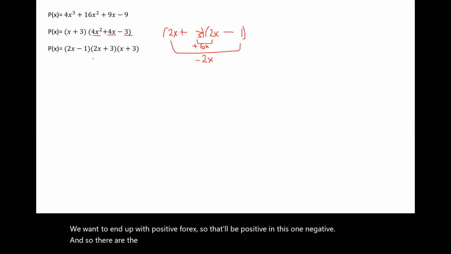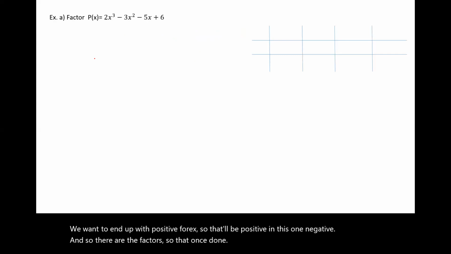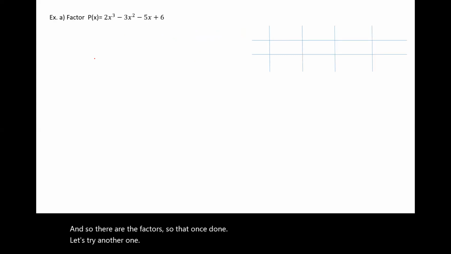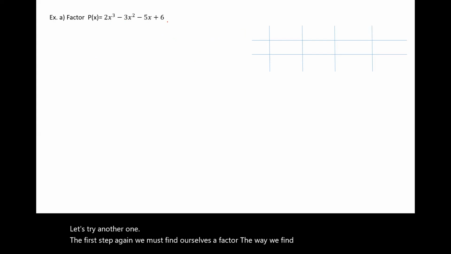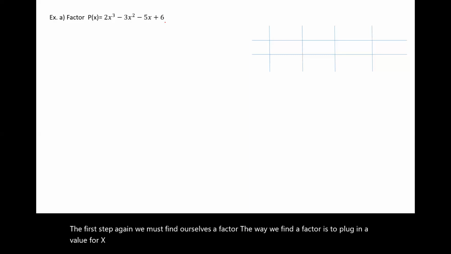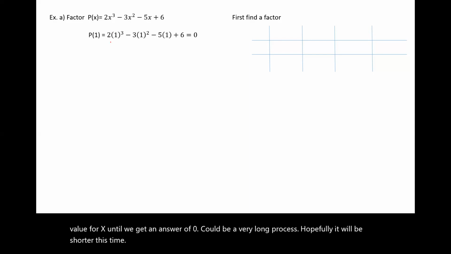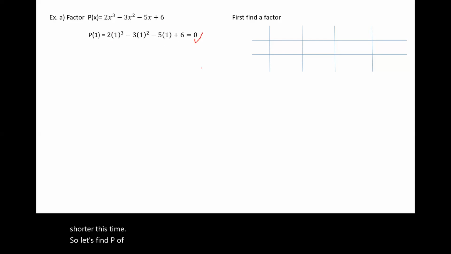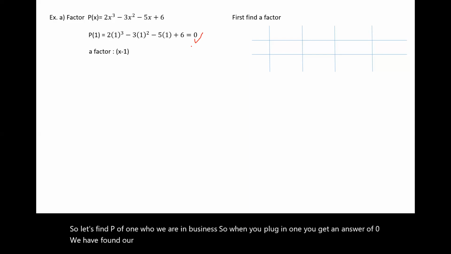So that one's done. Okay, let's try another one. The first step, again, we must find ourselves a factor. The way we find a factor is to plug in a value for x until we get an answer of 0. Could be a very long process. Hopefully it'll be shorter this time. So let's find p of 1. Ooh, we are in business. So when you plug in 1, you get an answer of 0. We have found our factor. Our factor is x minus 1.